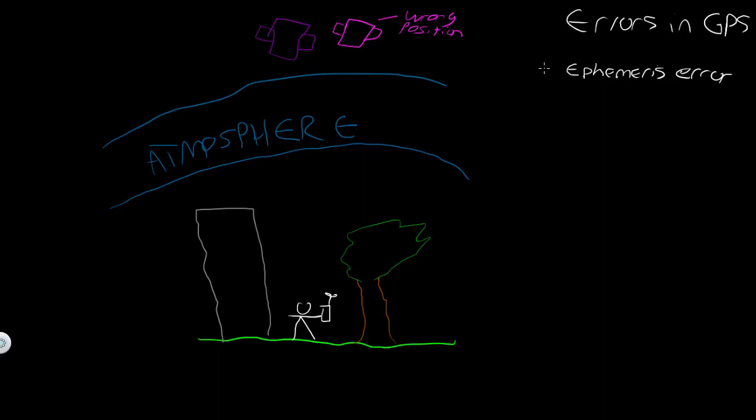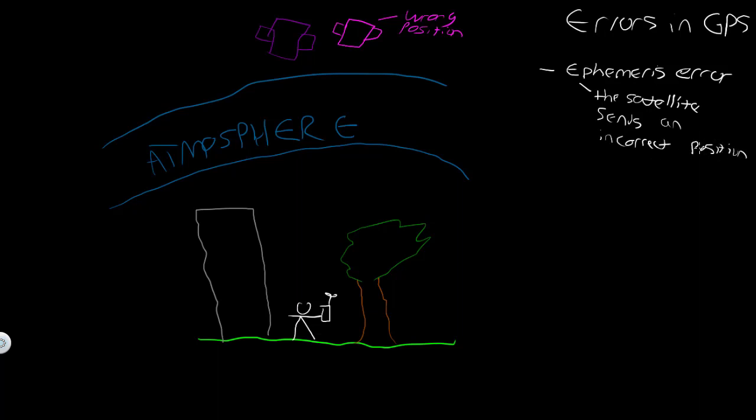Right, we call this an ephemeris error. An ephemeris error is basically just an error where the satellite sends an incorrect position, or the position of the satellite is wrong. Right? Basically, the satellite sends an incorrect position.